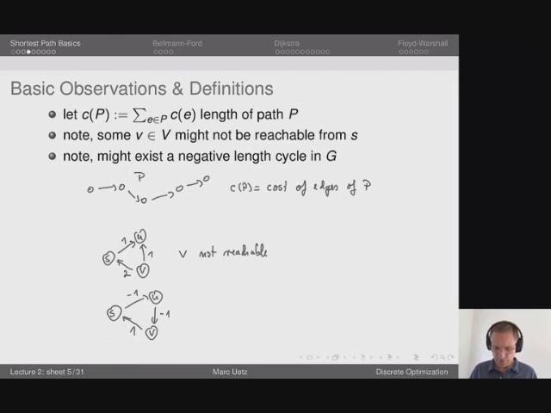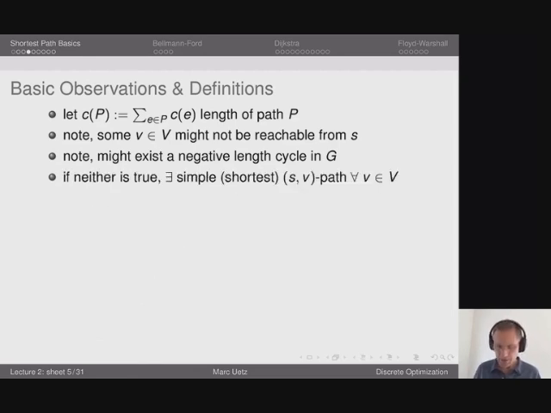Now, if neither of these 2 things happens, so if all the vertices are reachable and there exists no negative length cycle, then actually there exists a simple path. So that would be a path which does not make any circuits or cycles. There exists a simple path from s to all the other vertices of the graph V. And if there exists a path, there also exists a shortest path.